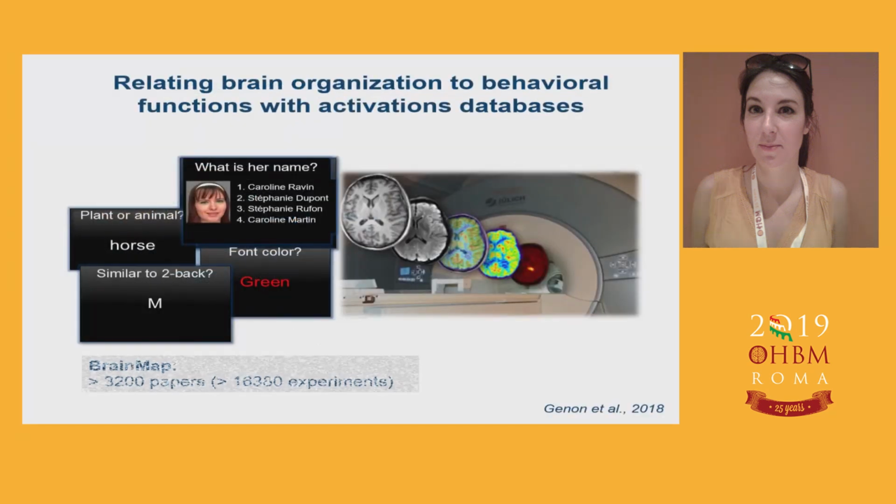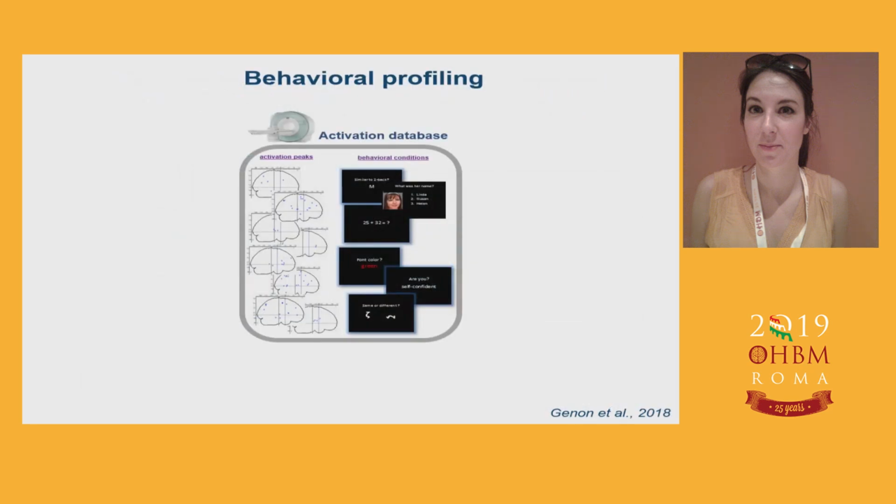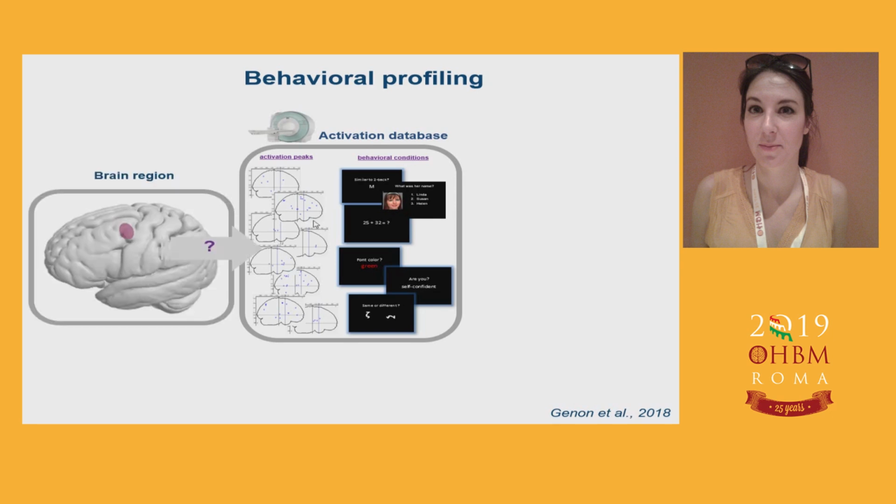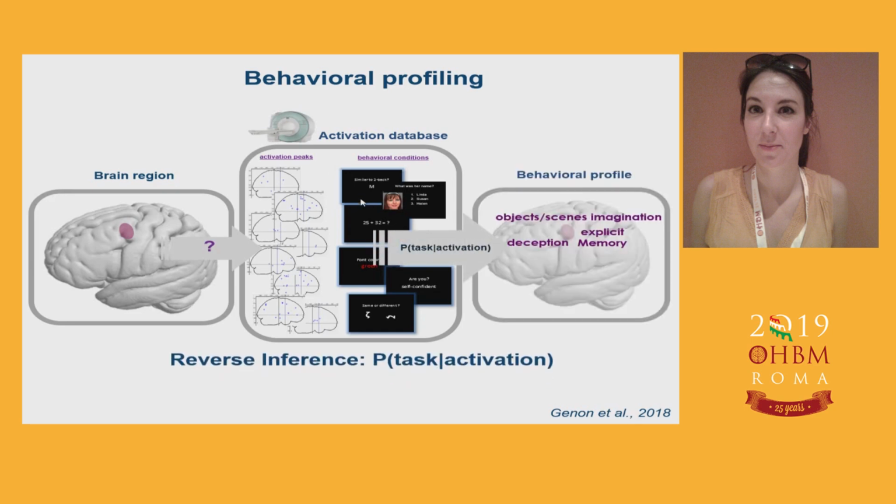To address this question, we can link the data to behavioral function using activation databases, and the most famous ones are BrainMap and Neurosynth. Neurosynth has been developed by Tal here, and they have been developed completely differently, but they both have similar information, in the sense that for each study, each activation experiment collected in the database, they have information about where activation has been reported in the brain and what type of behavioral condition was used, what type of psychological concept was investigated in the particular study.